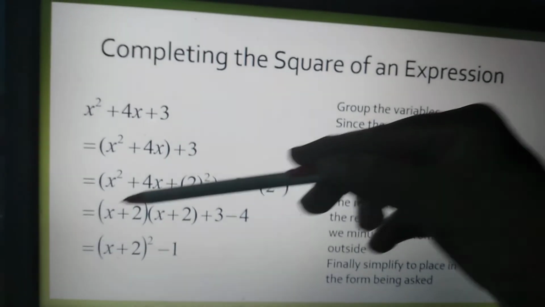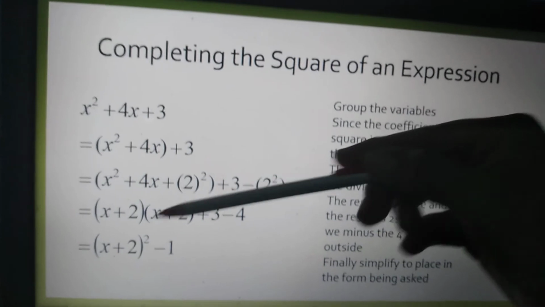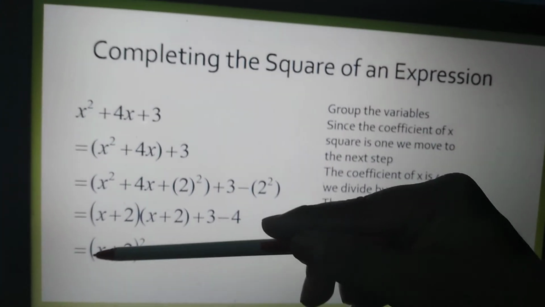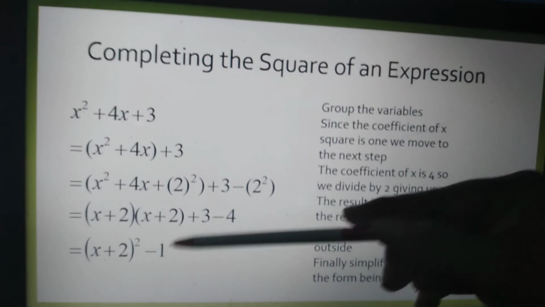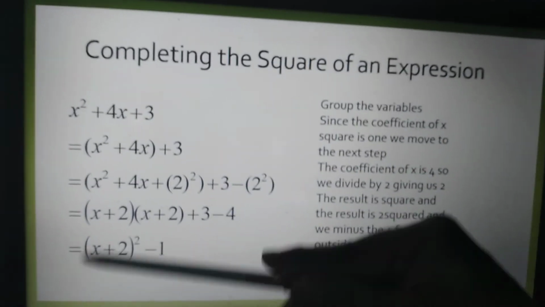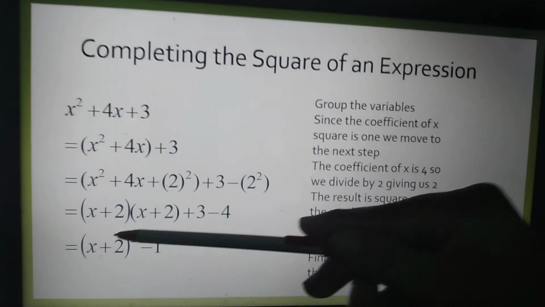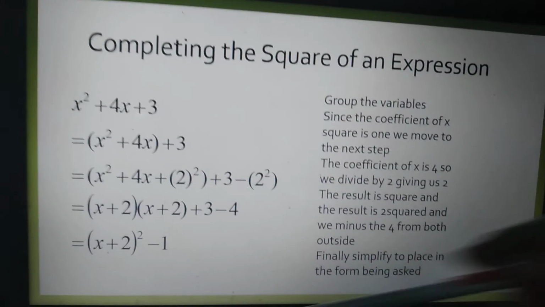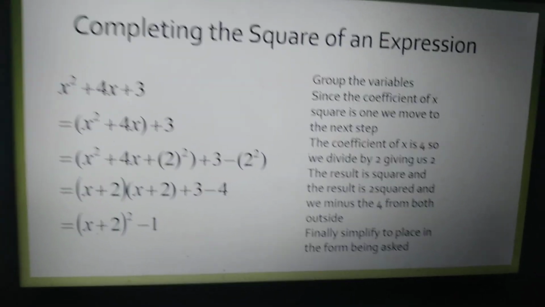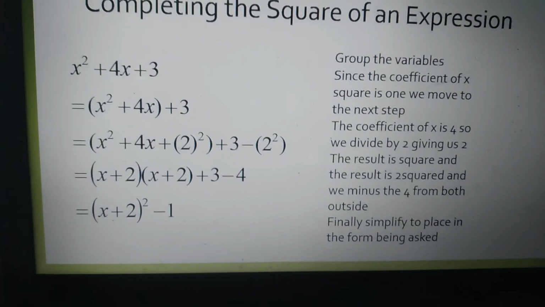Since x plus 2 and x plus 2 are the same thing, then I can write it as (x + 2)² minus 1. Note that the a here is 1, the h will be 2, and the k will be negative 1. All right, so we'll look at another example on our next video.